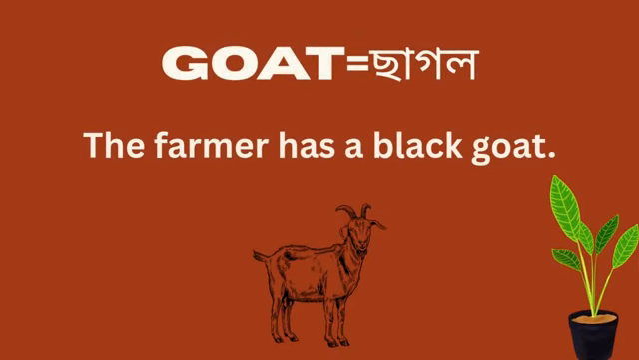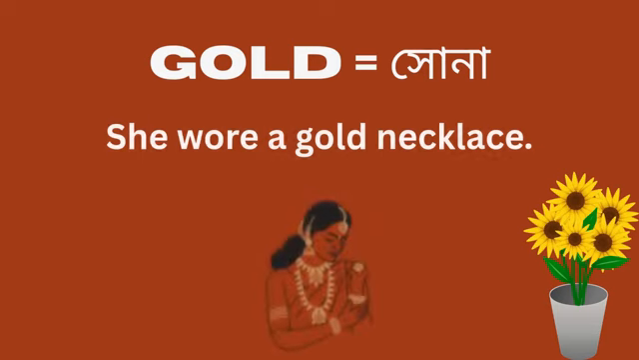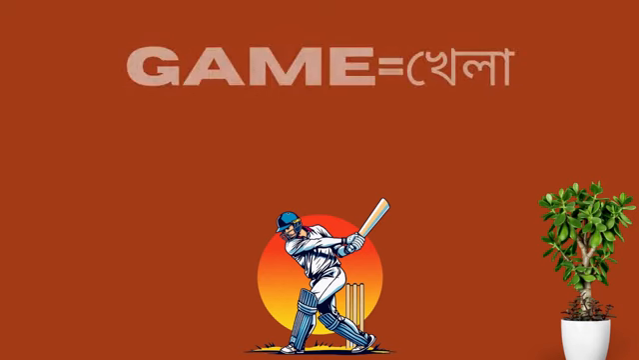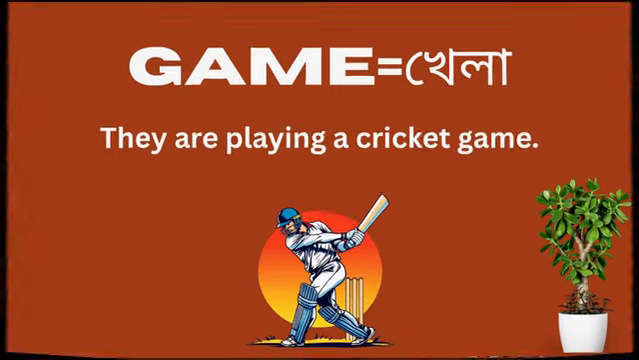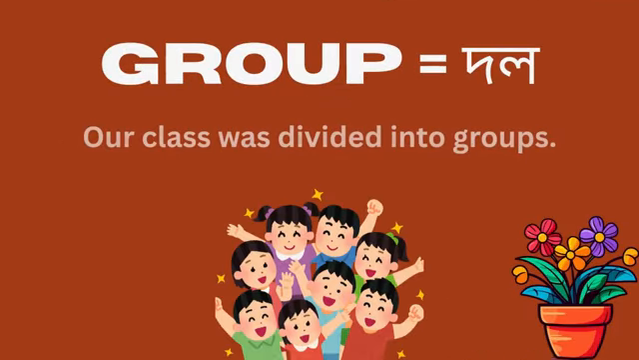Goat, Chagol. The farmer has a black goat. Gold, Shona. She wore a gold necklace. Game, Khela. They are playing a cricket game. Group, Dal. Our class was divided into groups.